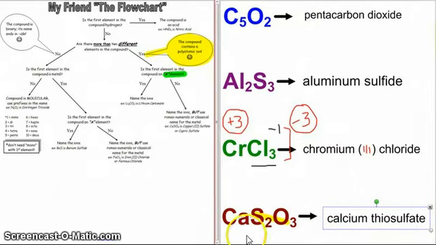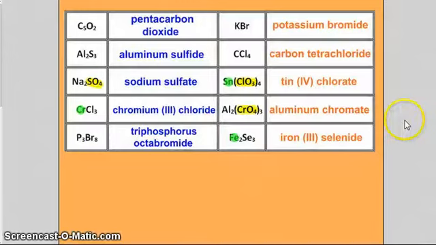So those are some examples for naming of the compounds. I hope that helps. You can pause the video now, and I will show the rest of the answers for the name that compound worksheet, so you can see if you did them right. So here's the top half of the name that compound, and we can see the ones that we did together: pentacarbon dioxide, aluminum sulfide, chromium 3 chloride, and I forget where the other one is. Sorry, that's down a little further. But these are the answers.